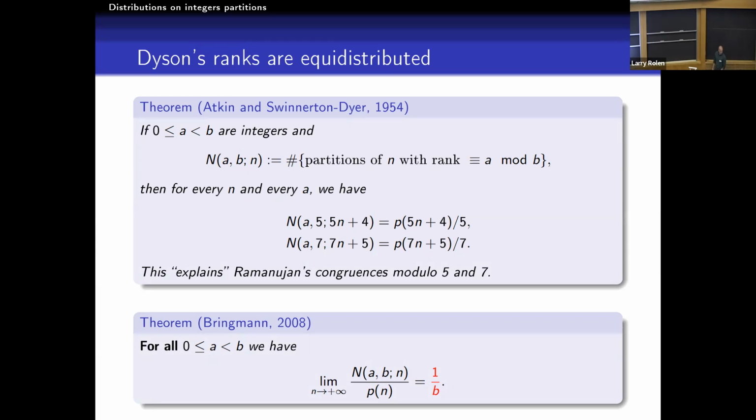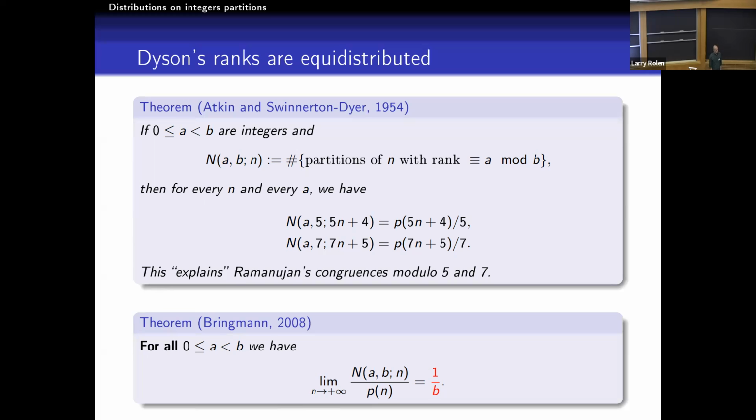So Ramanujan said that anytime you take a partition p of 5n plus 4, that is going to be divisible by 5. He also said that if you take a partition of 7n plus 5, that's going to be divisible by 7. He also said something similar for 11, but the rank doesn't actually explain that one. But it turns out that the rank splits up very nicely for 5 and 7.